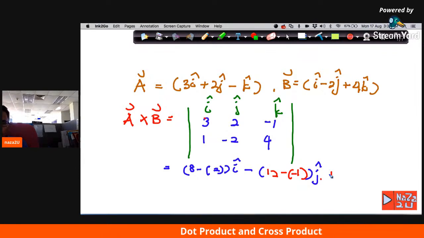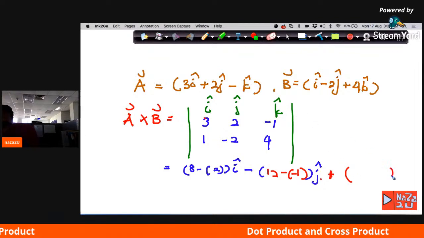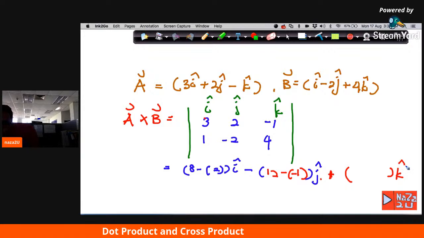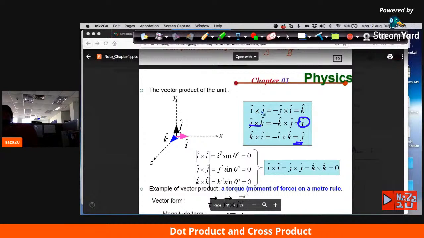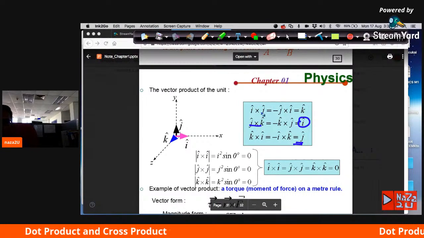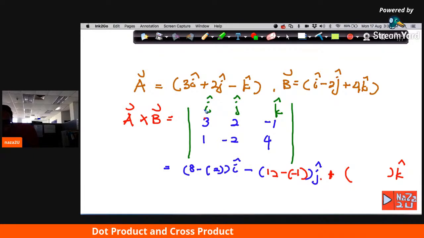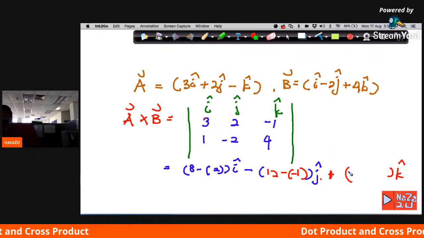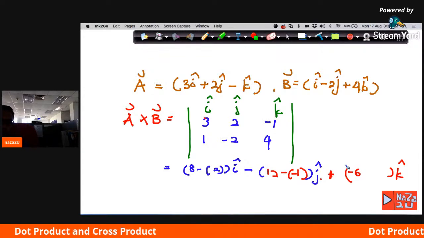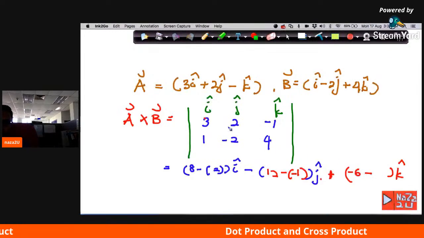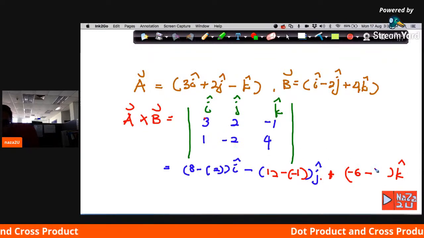Okay, so next, we have vector k. So how can you find vector k here? Vector k is I cross j. So this is I cross j: 3 times minus 2, this is minus 6, right? And minus 2 times 1, this is 2.